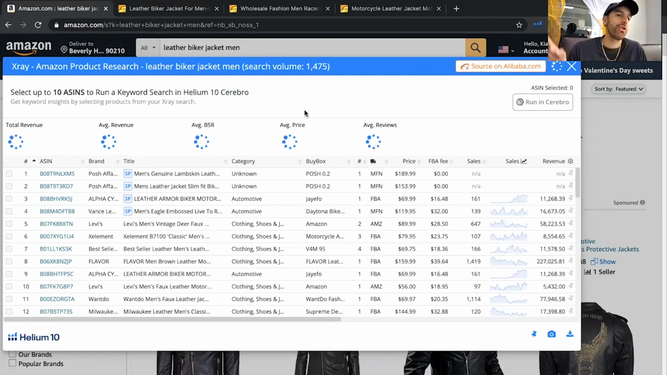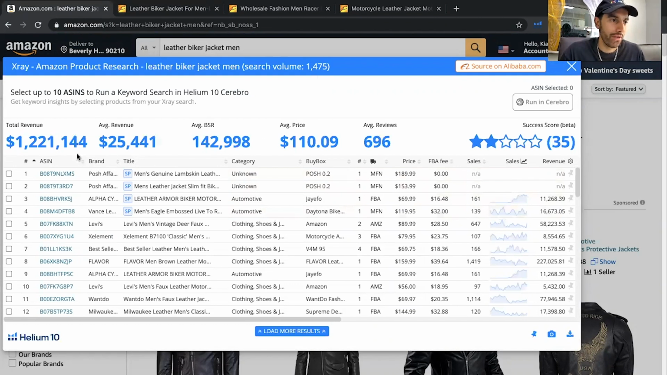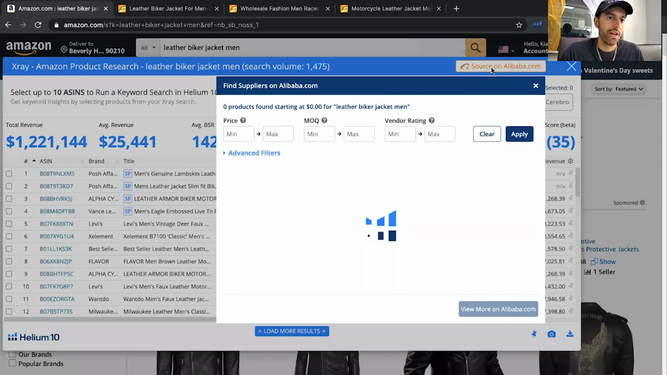But because we looked on Alibaba first, we identified that Pakistan has got the most amount of suppliers for this product. My internet can be a little bit slow because I'm in Dubai right now, and they've got all these firewalls with the internet. But cool, so we can see the average price is around $110, 1.2 million for the category. This is the revenue per month of the sellers. But let's check out Alibaba.